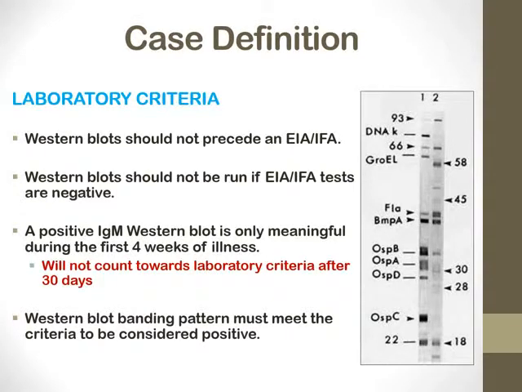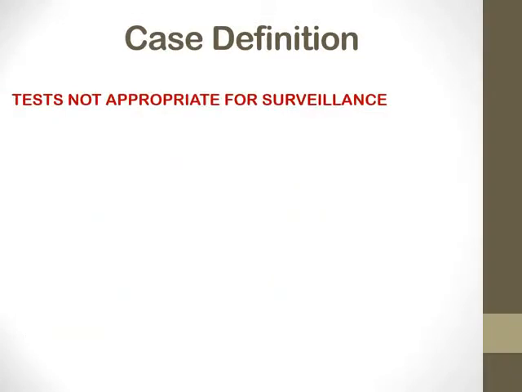Finally, the Western blot banding pattern must meet the criteria to be considered positive. Again, for IgM Western blots, 2 out of 3 bands should be present for the test to be positive, and for IgG Western blots, 5 out of 10 bands must be present to be positive.